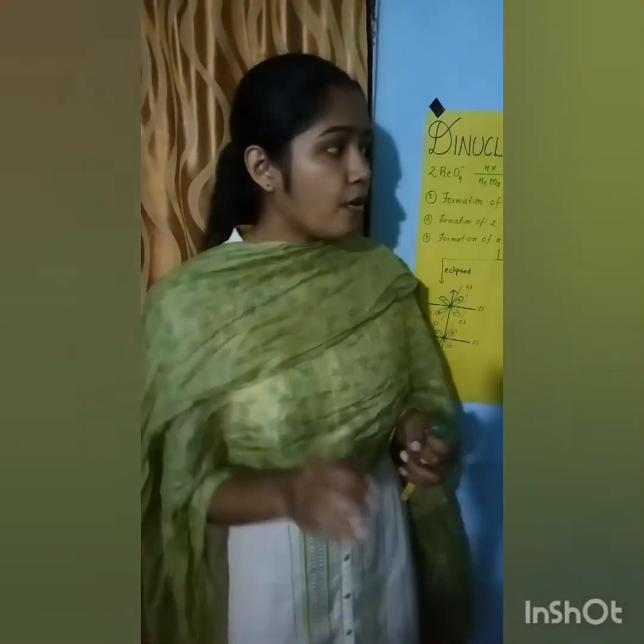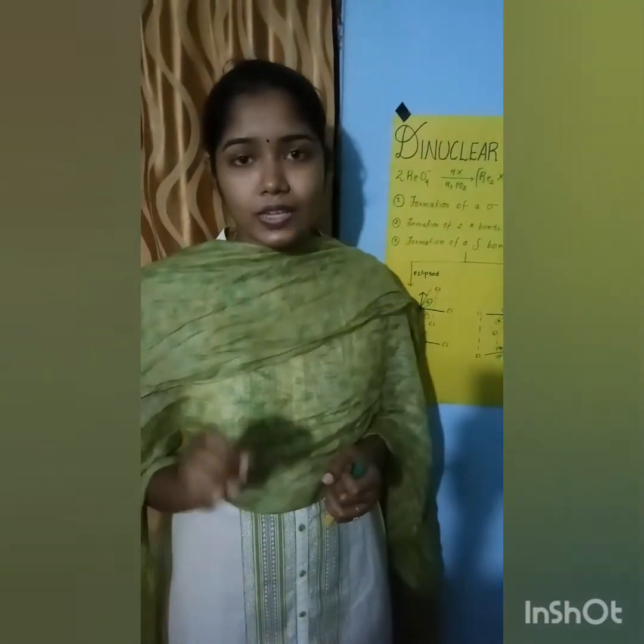Cotton described the bonding in the Re2Cl8 2- ion using the delta bond concept. There are some assumptions about the delta bond concept. The first one is that the z-axis of the Re2Cl8 2- ion is taken as the line joining the two rhenium atoms.